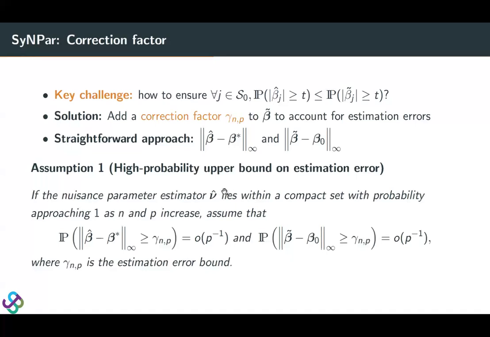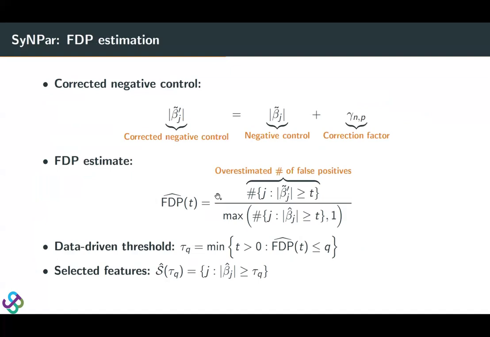So there's no boundary case for special consideration asymptotically. And second, we need to ensure that there exists such a gamma NP that provides a high probability upper bound on the infinity norm. With such a factor existing, and supposing we can find it, this factor can be used to inflate our negative control absolute value so that we can satisfy this quantity, the numerator of our FDP estimate, false discovery proportion estimate.